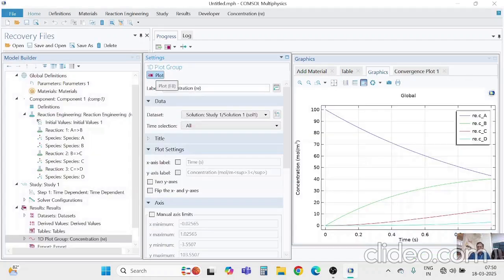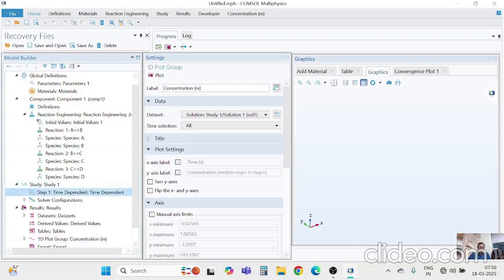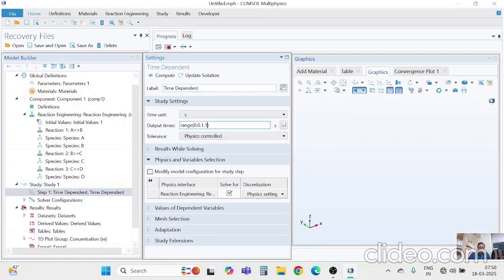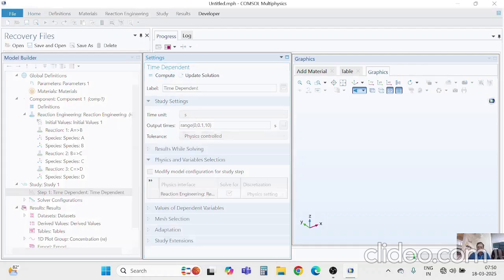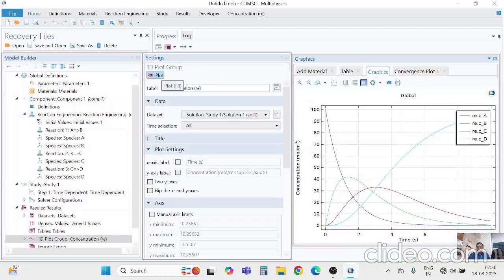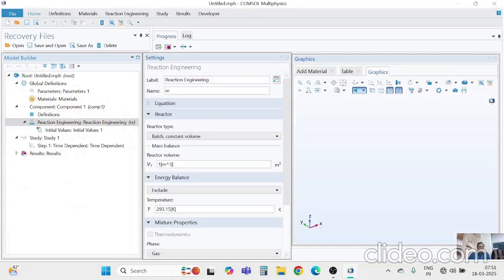So, this is the reaction. Here, A is reduced, B is formed, C is also formed, D is also formed. When you change the time interval from 1 to 10, and go for compute, this is the reaction mechanism that is taking place for the consecutive reaction. The same way we'll also try for a non-elementary reaction. Now let us try for a non-elementary reaction.